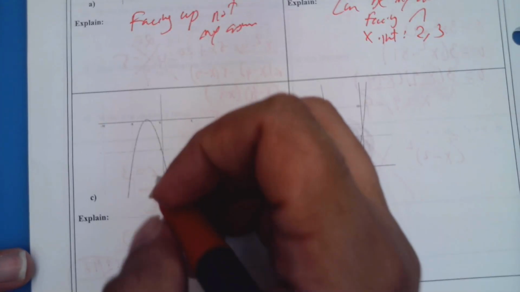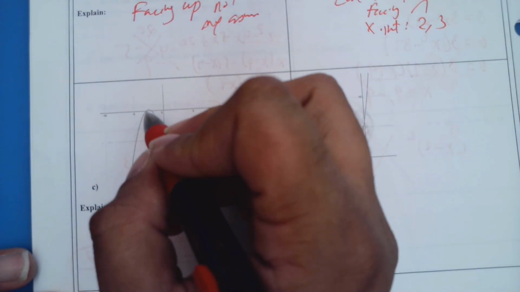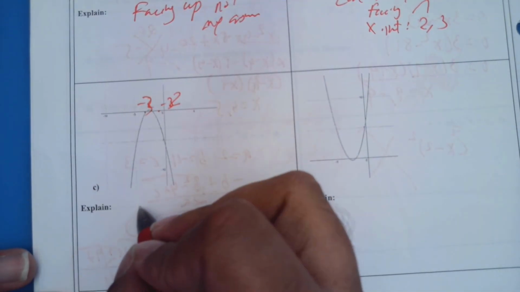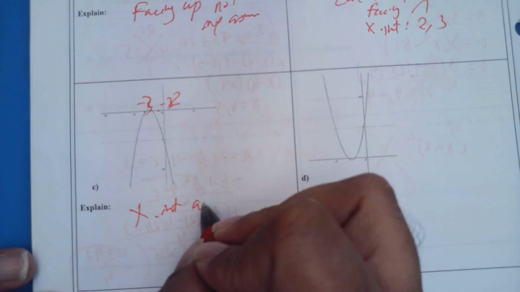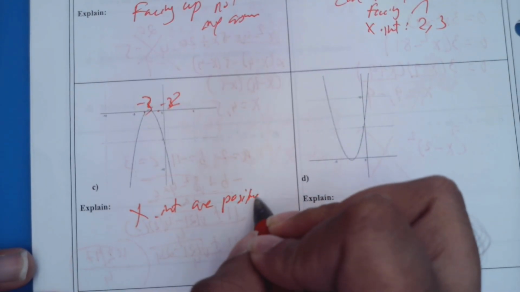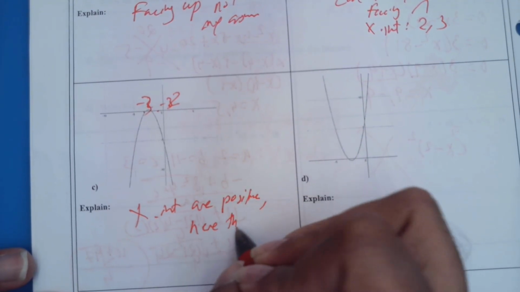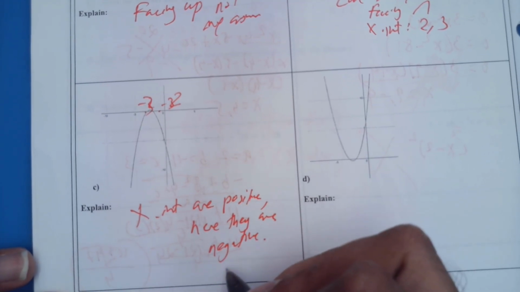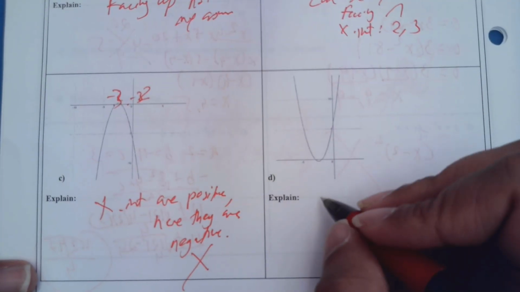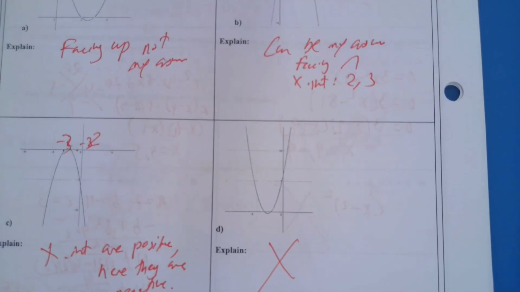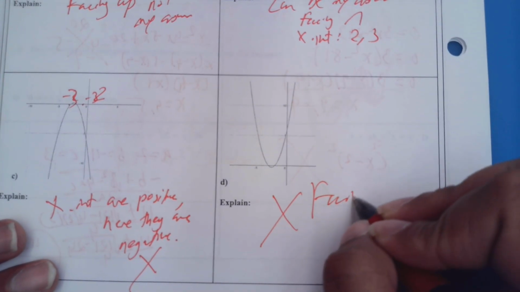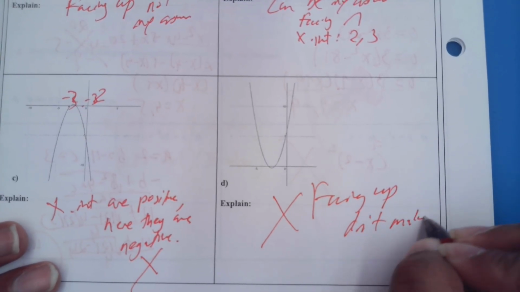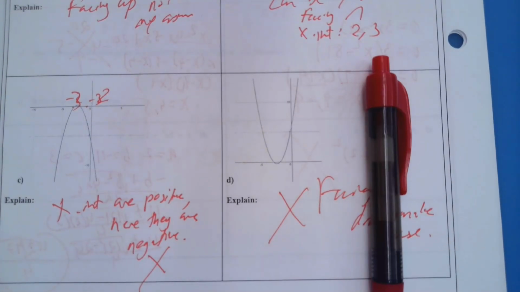Cool. This is facing down, but the x-intercepts are negative 2, negative 3. So negative 2, negative 3 doesn't make sense. X-intercepts are positive. Here they are negative. Does not make sense. Facing up does not make sense. Cool. Facing up doesn't make sense. Alright, that's your homework.